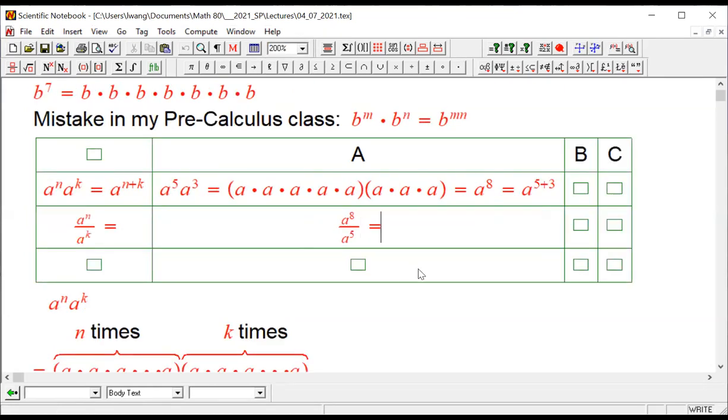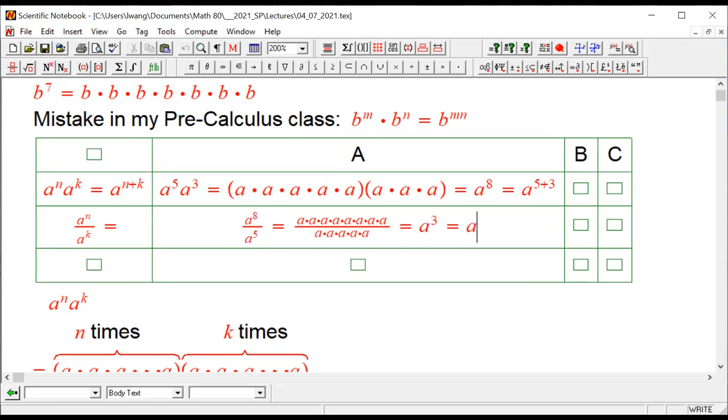I'm gonna make the fonts large enough. So the top is a times a, how many times? 5, 6, 7, 8. The bottom, how many times? 5 times, right? And what do you do? You reduce, right? There are 8 times, there are 5 times. So what do we get in the end? We have a to the power of 3.